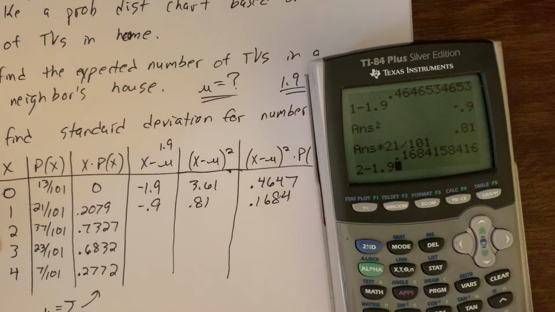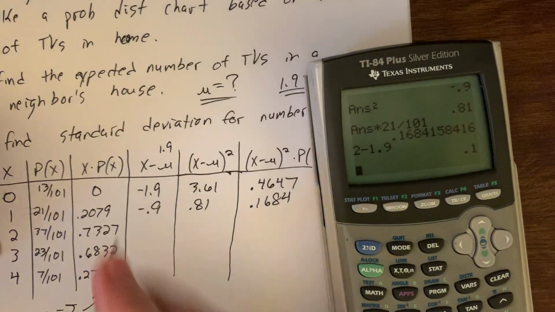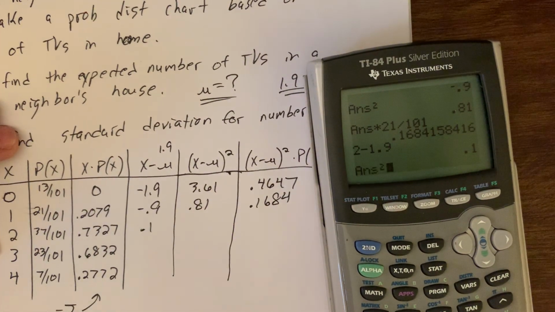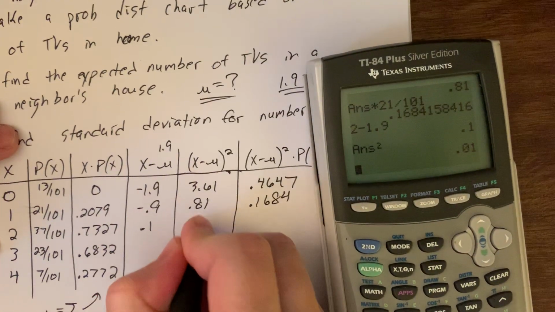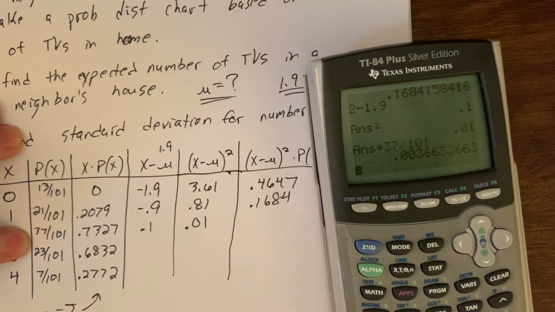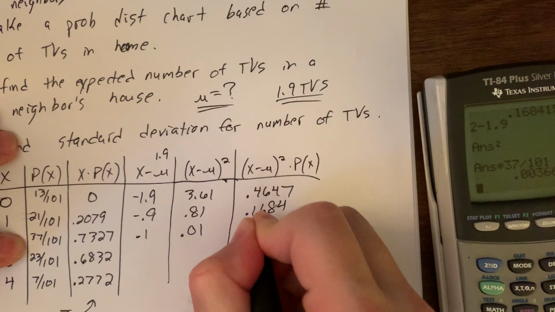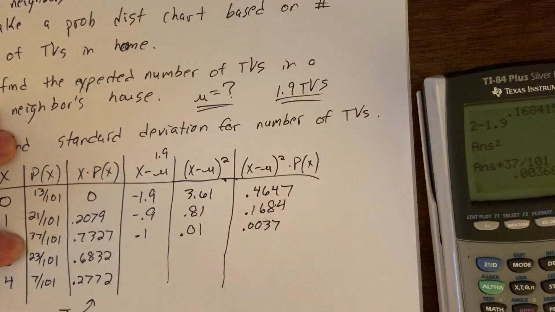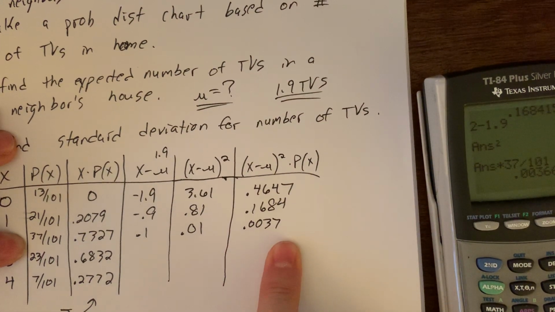I get 0.1 squared. 0.01 times the probability. So I hope this is very clear. You could see this is definitely a little time consuming. There's definitely a lot of little tedious work here.